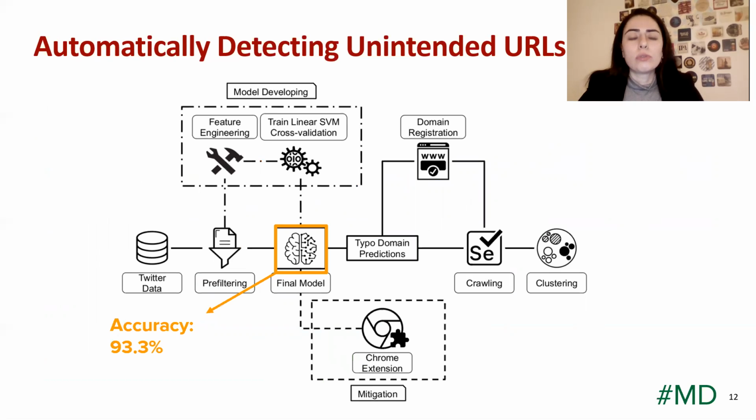After that, we wanted to measure the accuracy of our classifier. So we gathered a new data set from Twitter that we haven't used to train our classifier on. And again, we manually labeled this data set. And then we ran our classifier on this dataset to get the accuracy score, which was 93.3% for our classifier.